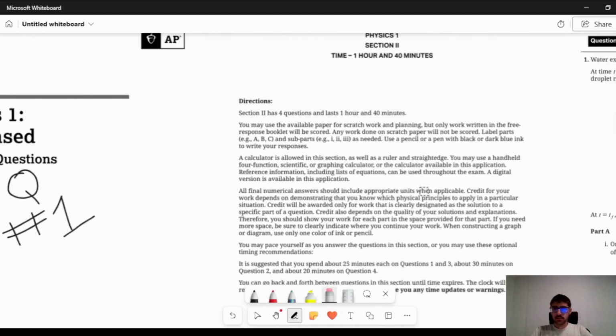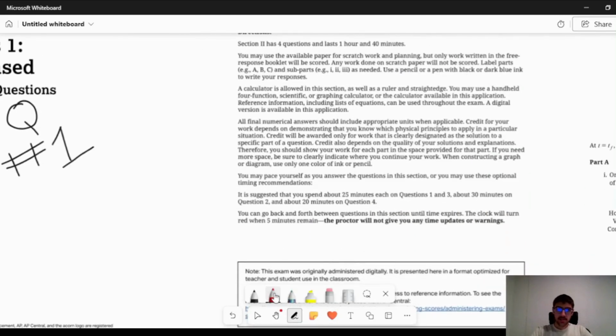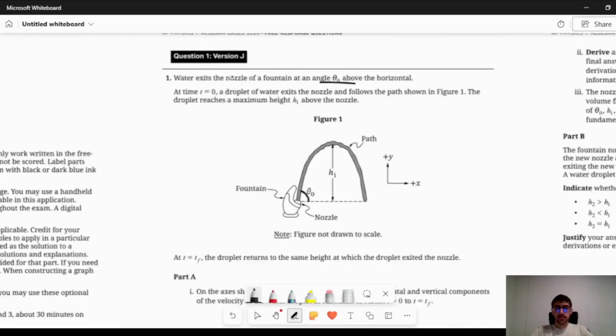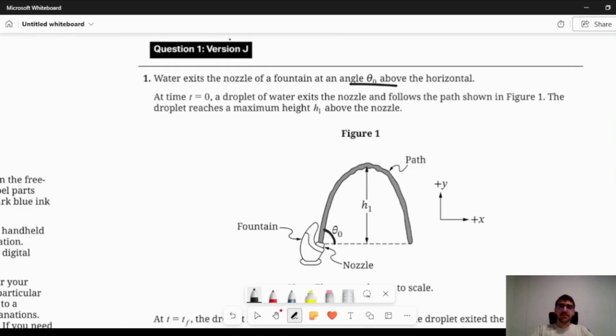So all this is unimportant except for this one, the time suggested. It suggests that you spend 25 minutes on question 1 and 3, 30 minutes on question 2, and 20 minutes on question 4. So for today we need to try to finish it in less than 35 minutes to be good on the AP exam. So let's just start with the question. And by the way, this is version J, which is the only one they released. There were like 4 versions, but they only released version J.